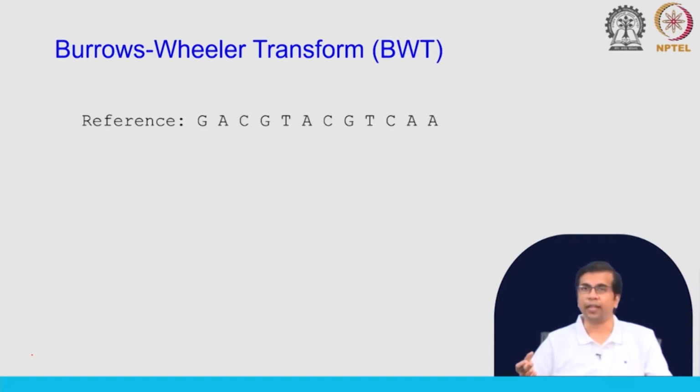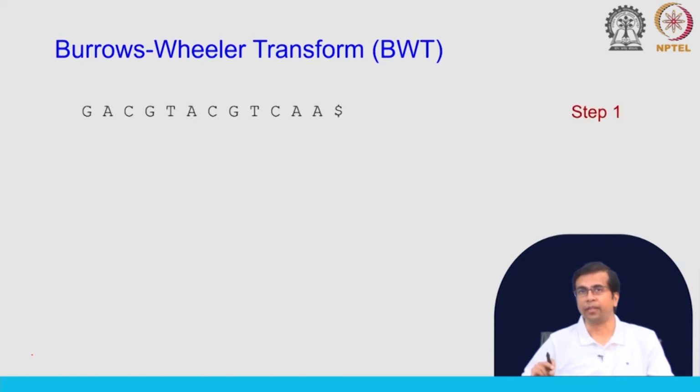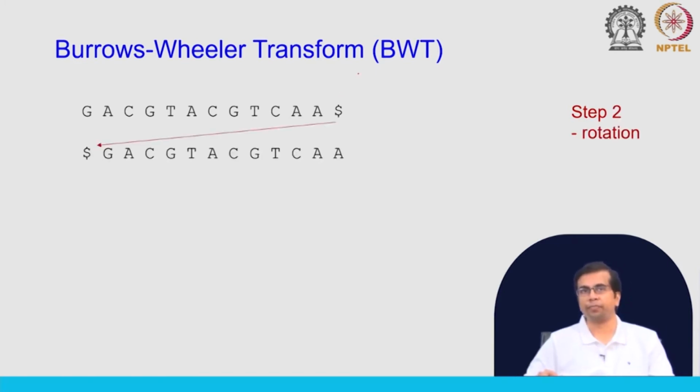So, let us take an example. Here is the reference sequence we have taken. Step 1 is to add dollar, and that is what we have done here; we have added this dollar at the end. The next step is the rotation of the strings. For the first rotation, imagine we are rotating in one direction, clockwise or anti-clockwise.